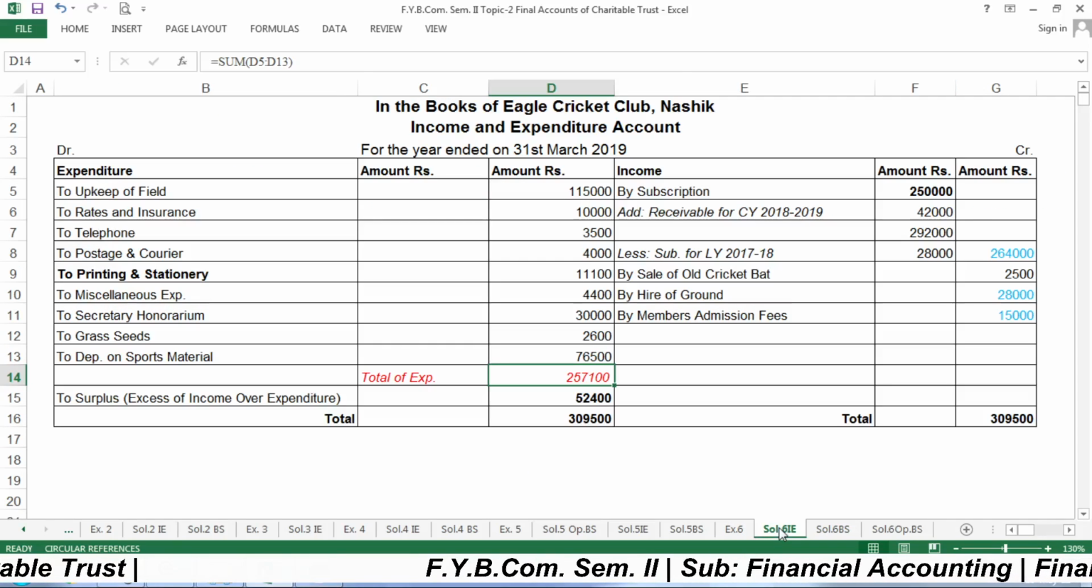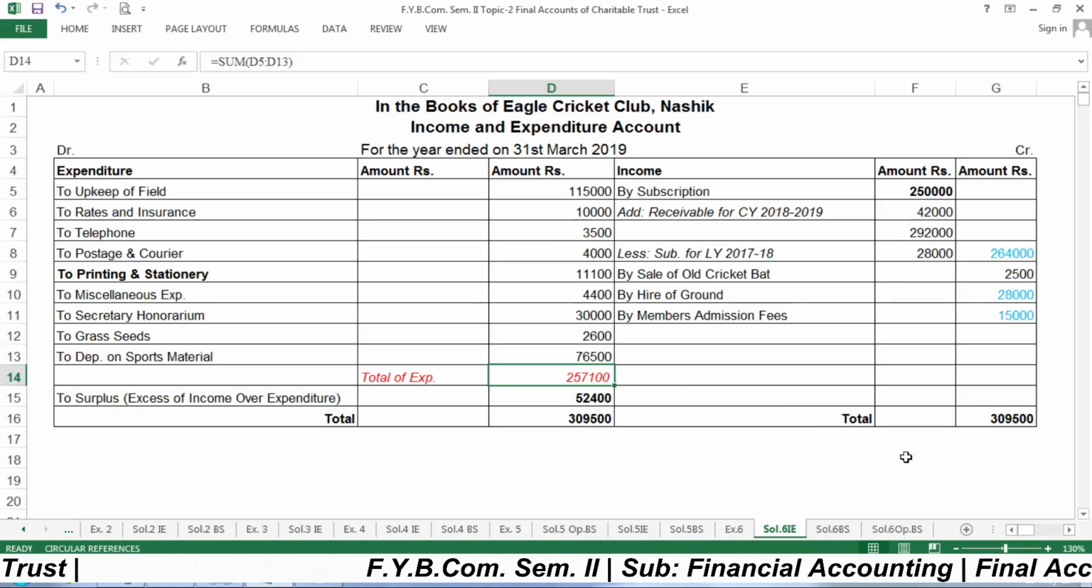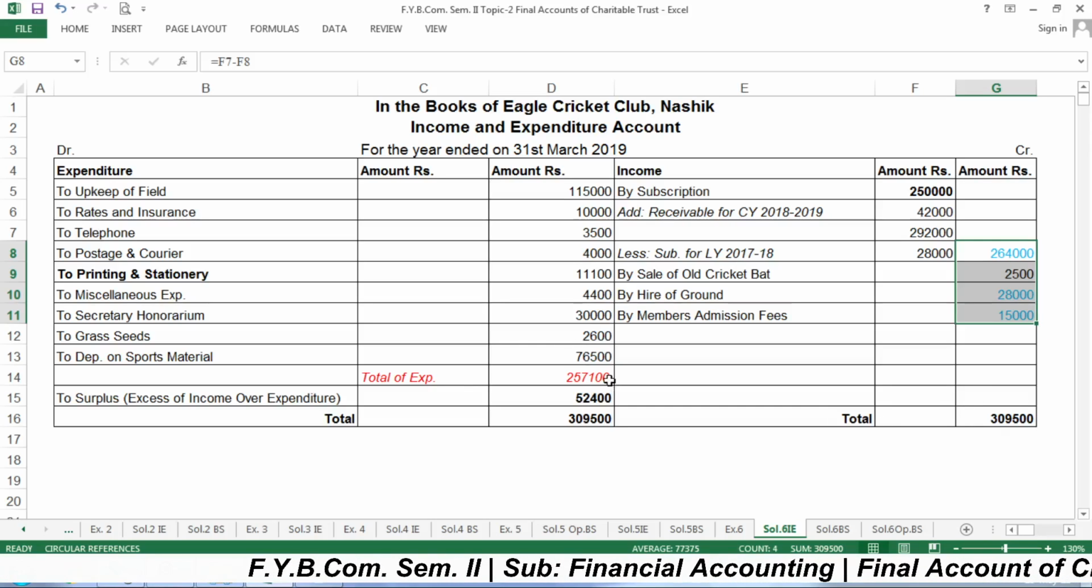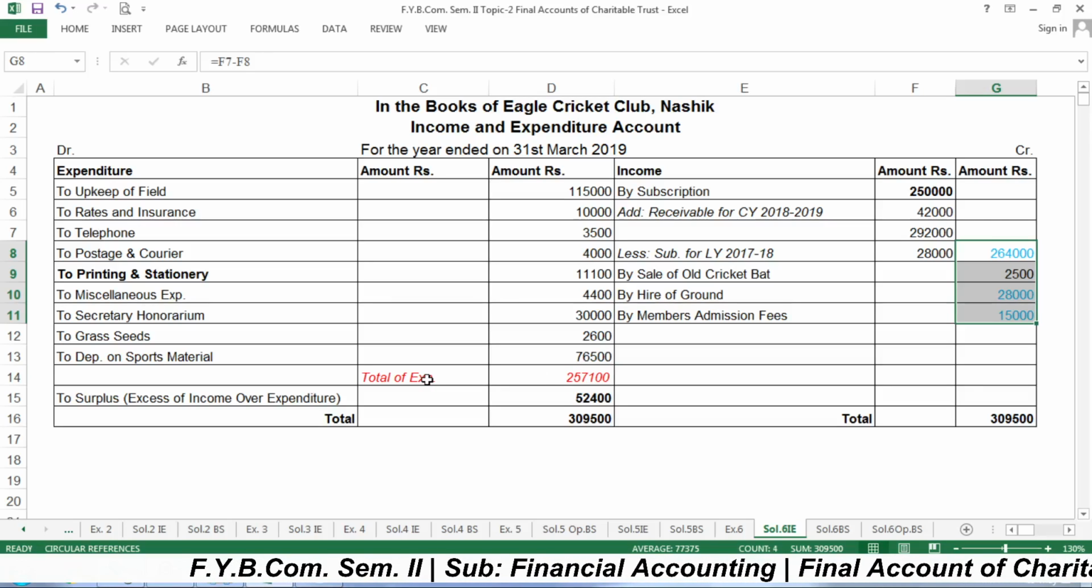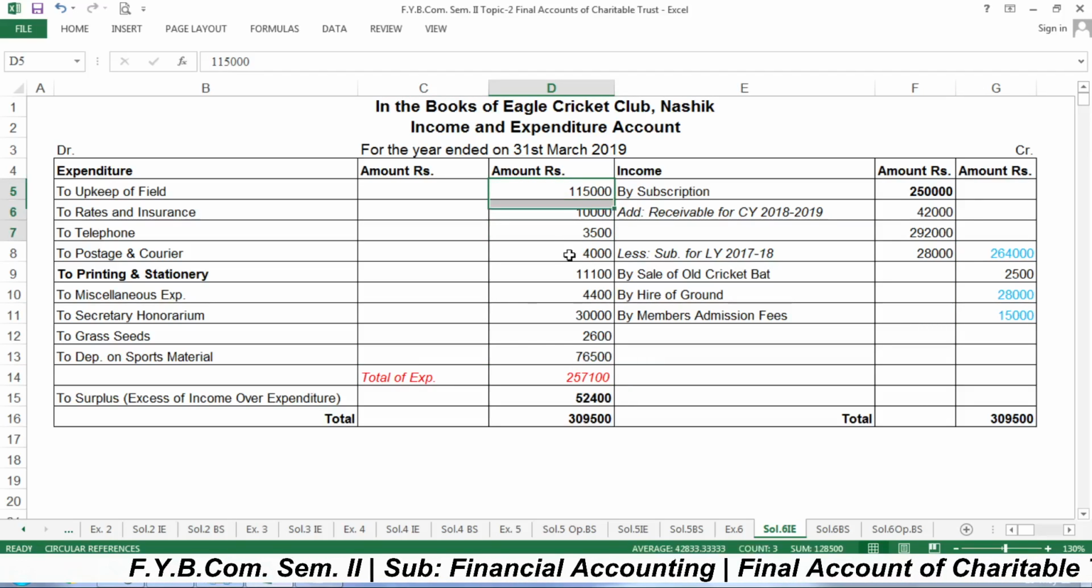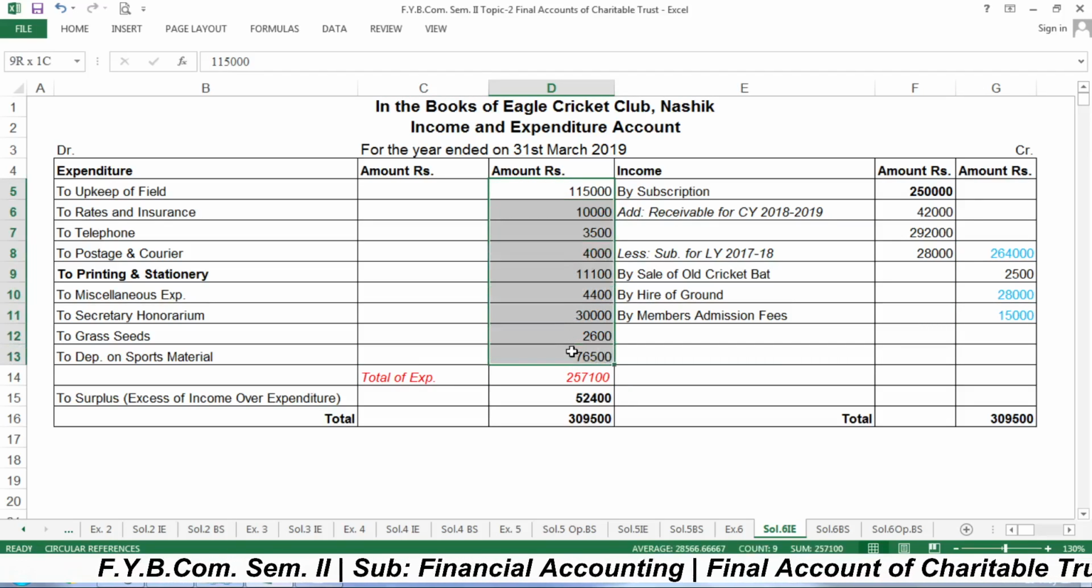Now we turn toward the closing of our accounts, that is the income and expenditure account. On the income side, we have an income of rupees 3,09,500. On the contrary, we have expenses of rupees 2,57,100. This is the total of expenses, from upkeep of field to the depreciation.